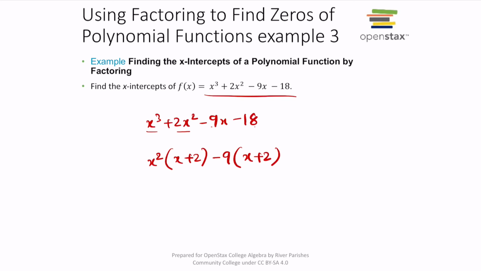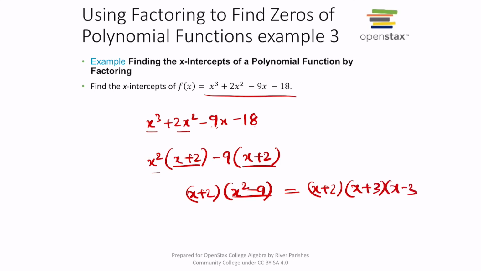Notice that when you multiply the values, you get back the same equation. Notice that x plus 2 is common here. So if you take x plus 2 out, you get x plus 2 times x squared minus 9. Further, x squared minus 9 is a difference of squares: a squared minus b squared becomes a plus b times a minus b. So it becomes x plus 3 times x minus 3.